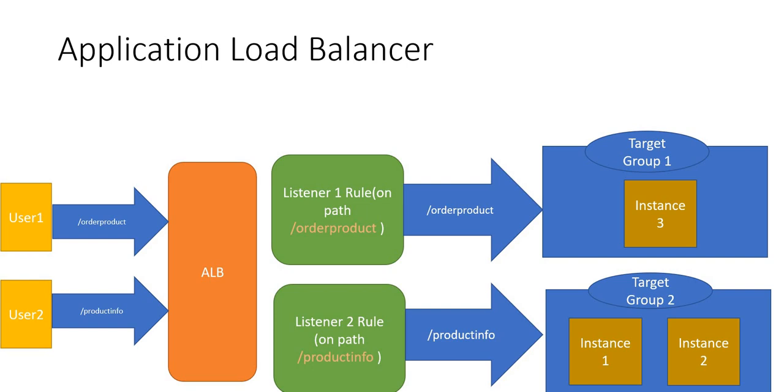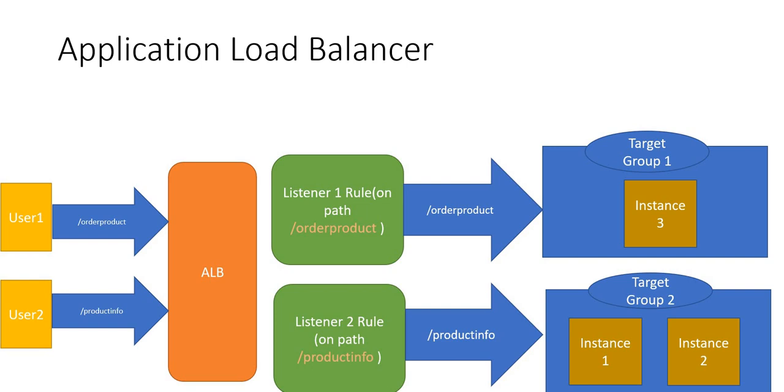With an application load balancer, you can also configure listeners, where you can write multiple rules on the basis of path, header information, and hostname. In this example, listeners are configured in such a way that on the basis of path, /order product will be forwarded to target group 1, which has instance 3, and listener 2 is configured for /product info, which will be forwarded to target group 2, which has instance 1 and instance 2. And a target group is nothing but a group of instances, you can say.